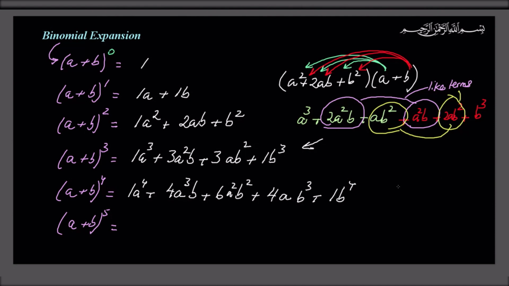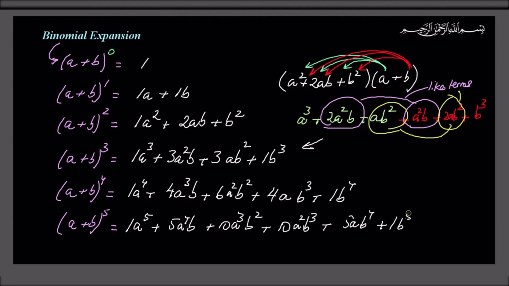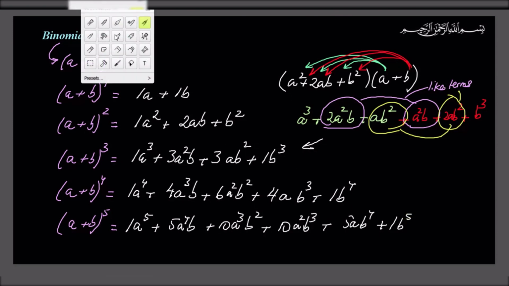So that's pretty good. And then the last one, I'm going to tell you, it's going to be the following: 1A to the fifth plus 5A to the fourth B plus 10A cubed B squared plus 10A squared B cubed, I'm sorry, I wrote this wrong, you didn't check me, plus 5AB to the fourth plus 1B to the fifth. It's actually not easy talking and writing at the same time.